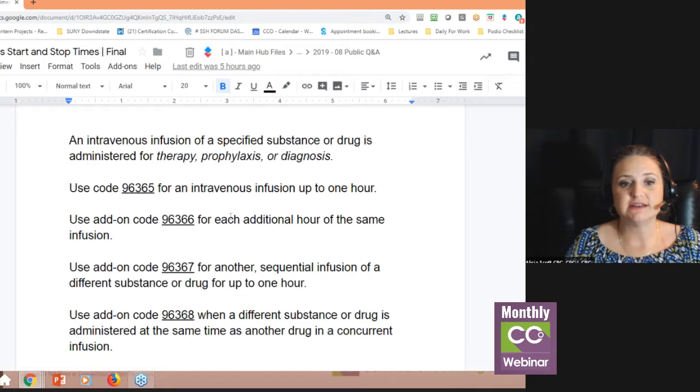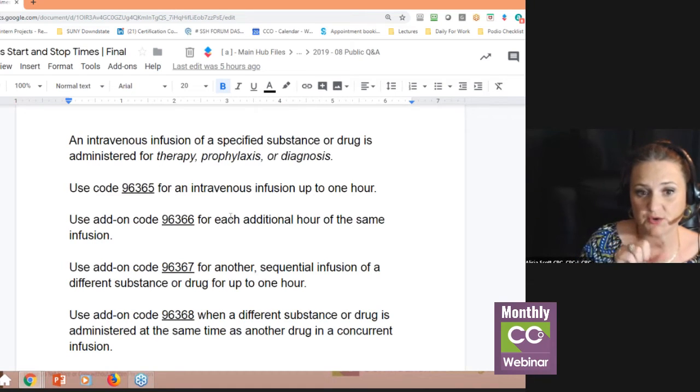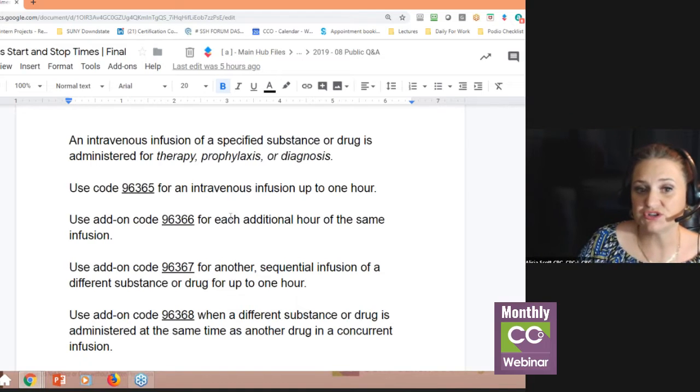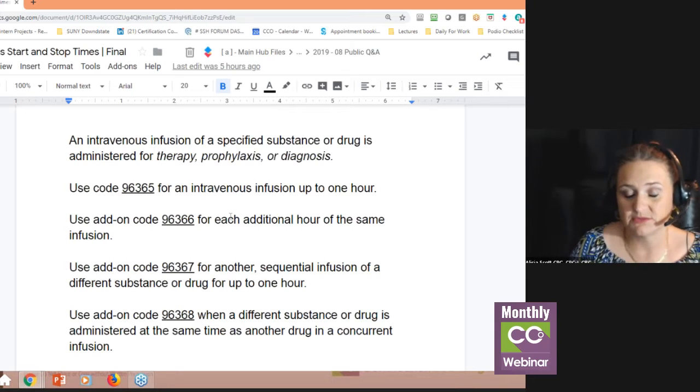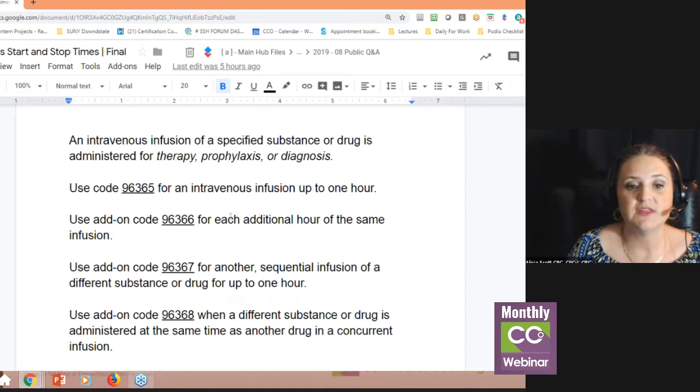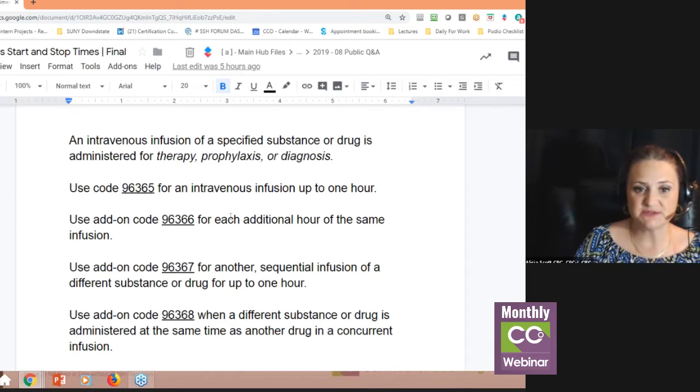So if we look at 96365, that's going to be the infusion for up to 1 hour. Okay, so that's like your first code, and then you can do add-on codes. Then you have the choice to add on 96366 for an additional hour of the same infusion. Okay, so if this infusion is going to take 2 hours or 1 hour and 30 minutes, then you're going to use your 96365, and then you can use your 96366. And then you also have 96367 for another sequential infusion of a different substance or a drug for up to 1 hour. Now, note, different substance. That's the key here. The IV infusion is just going. It's ultimately just a line.